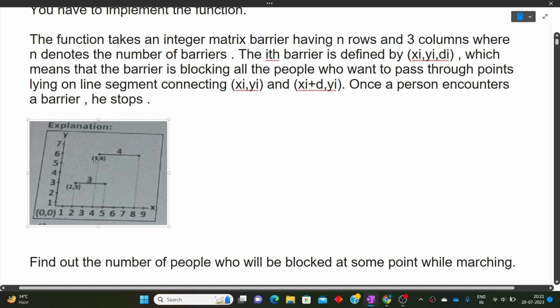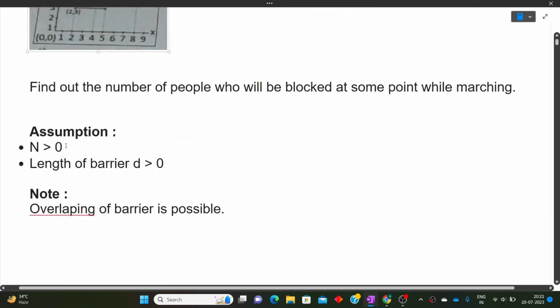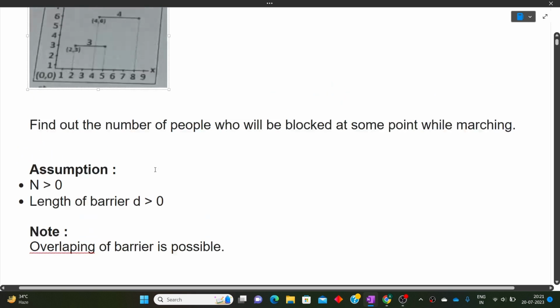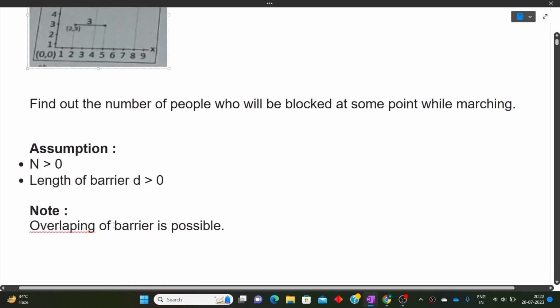And these barrier informations are given to us. So n stands for the number of barriers that will be there, with the assumption n is greater than 0, and the length of a barrier is d, greater than 0. 3 and 4 denote the length. Okay, and overlapping of barriers is possible.